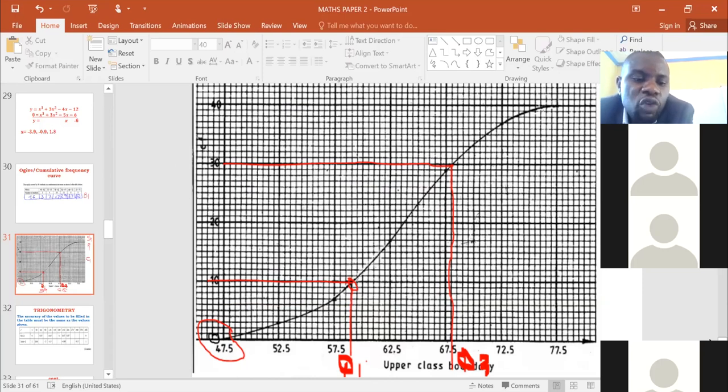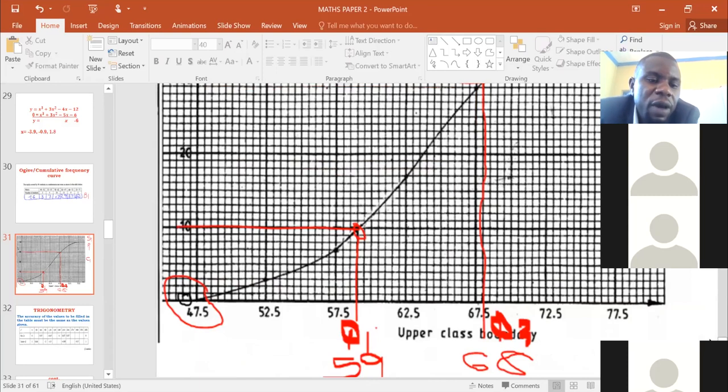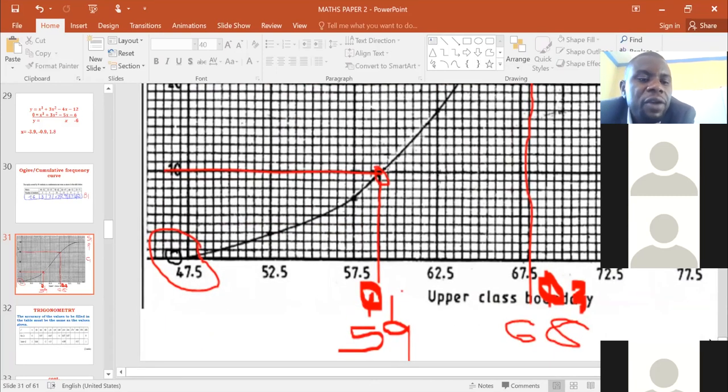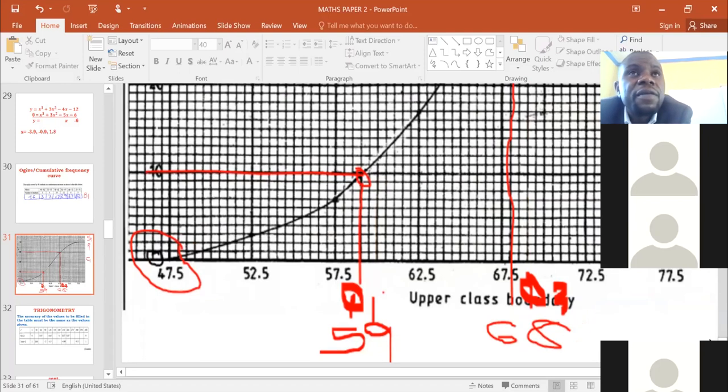Now, some students struggle to put a break. Mine has no break there, but some people put a break between 0 and the first value, which is 47.5. Acceptable, but not necessary. All you need to do is indicate on your x-axis, if you look at that there, that the first value I have there is 47.5. But on the y-axis, the first value that I have there is 0. So that directs me that on the y-axis, the scale starts from 0, and on the x-axis, the value starts from 47.5.